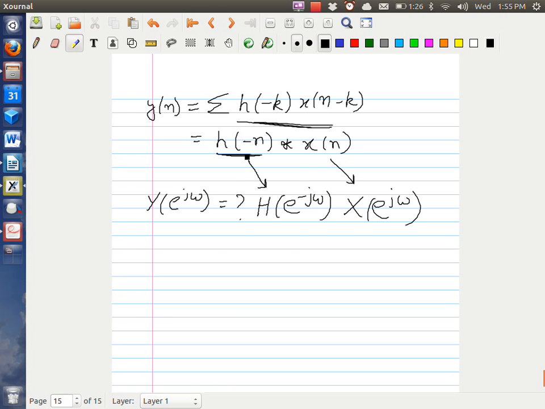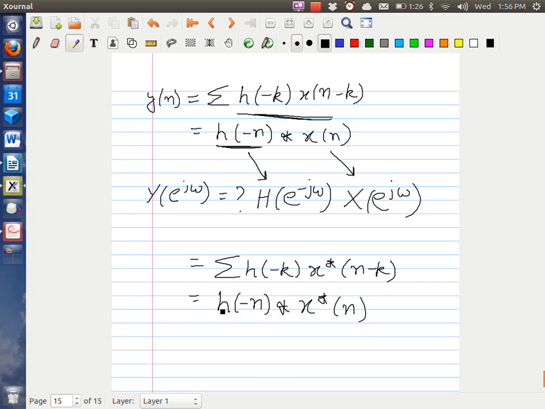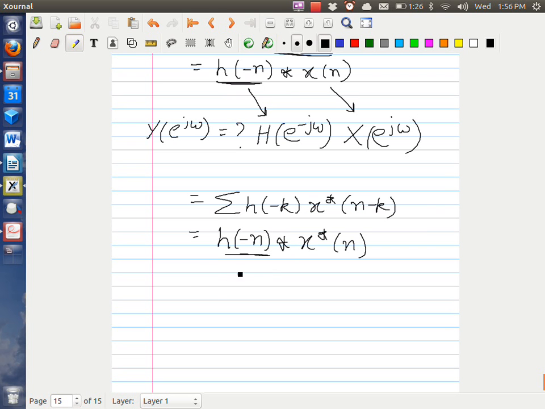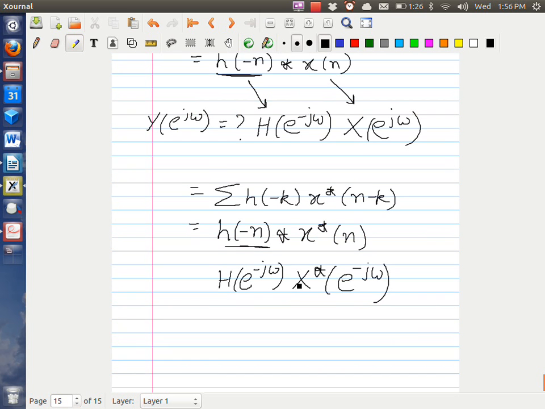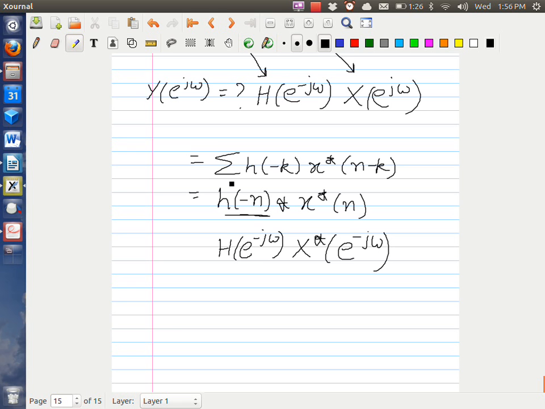Right? And on the exam, we actually had h of negative k times x conjugate of n minus k. So this again is not your regular convolution. It's a convolution between h of negative n and x conjugate n. So you look up the DTFTs of these two and multiply them together. It would be H of e to the negative j omega times X conjugate of e to the negative j omega, right? So a similar property, like the convolution property, it's the same for the Z transform.